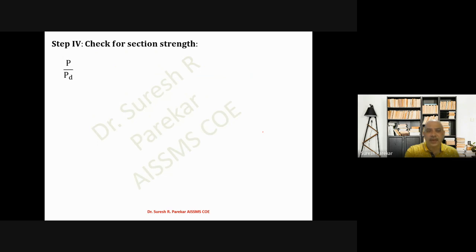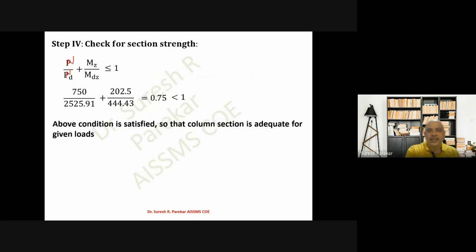Then check for section strength. Instead of P, I will write N by ND plus MZ by MDZ less than or equal to 1. Then we substitute the values of P, ND, MZ and MDZ, and we get 0.75, which is less than 1. As the above condition is satisfied, the column section is adequate for the given loads.